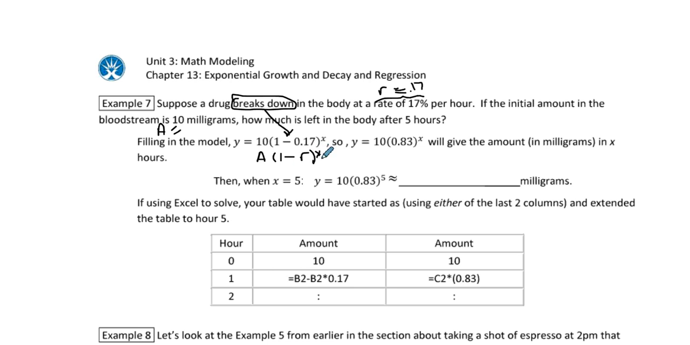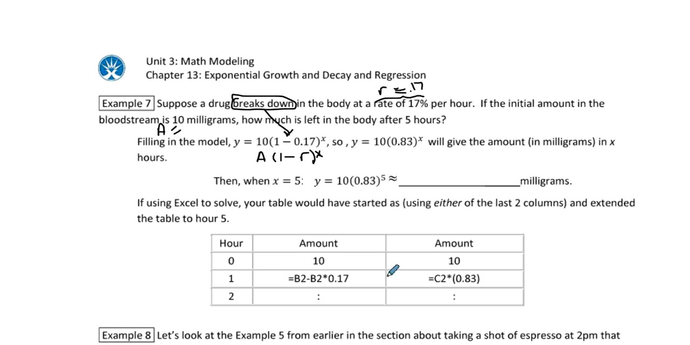So there's where we're filling in the R and the A. Again, when we do the computation of the 1 minus the 0.17, that gives us the 0.83. So we have Y equals 10 times 0.83 to the X. So that's our completed A, B to the X form. And so now if we wanted to determine how much there would be when x is equal to 5, we are simply subbing 5 into our equation for x.